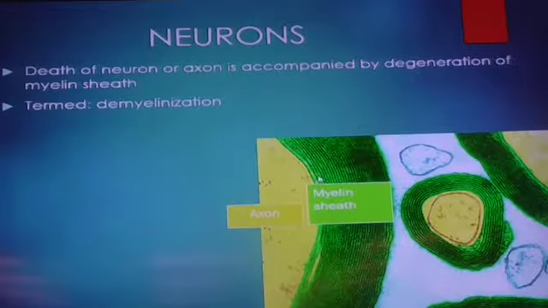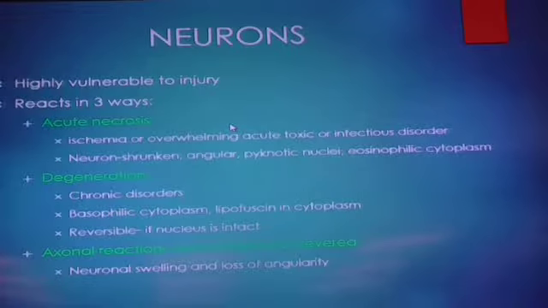So this is a diagram of a neuron, sort of a cross-section. And this is your myelin sheath on the external aspect, and the axon is within the center. So whenever you have neuronal degeneration or death, one of the first things you see is myelin sheath loss or degeneration, and the term we use for that is demyelinization. So neurons are highly vulnerable to injury. So as we age, we have this small neuronal cell death. So as you get older, one of the things that occurs is neuronal loss and neuronal degeneration.